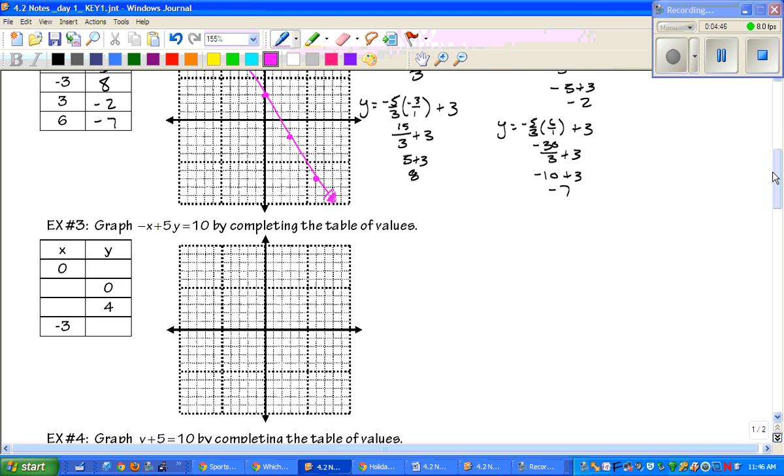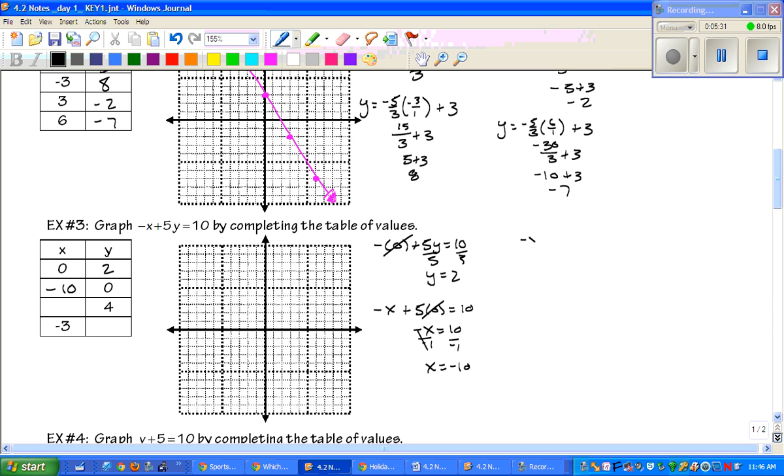All right, example number 3, they're giving us some x values, some y values, so you have to be careful on which ones you're plugging in. So the first one, they're giving us the x. Those cancel out, and all you have to do is divide by 5, and they tell us that y equals 2. On the next one, they tell us what y is. Y is 0. Those cancel out. You got negative x equals 10. Divide by negative 1. X equals negative 10.